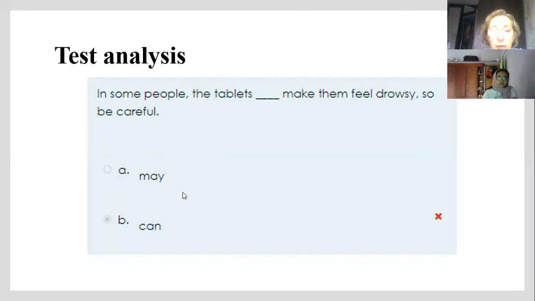The same about modal verbs: in some people the tablets make them feel drowsy, so be careful. So it means that they will make you feel drowsy for sure. The possibility is strong, that is why it's better to use may here.